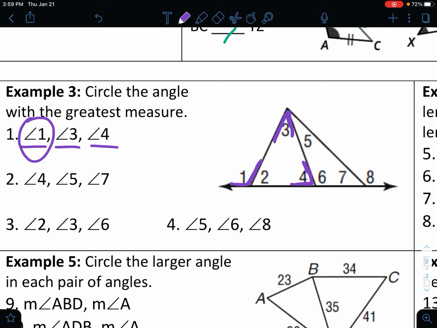Okay, I'm done with the arrow. It's hard to do. All right, I'm going to erase all of these.